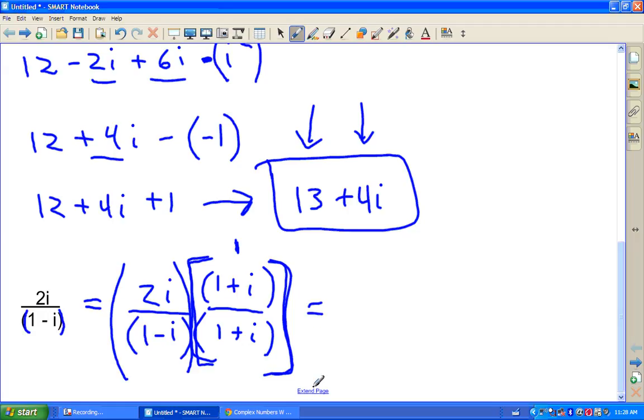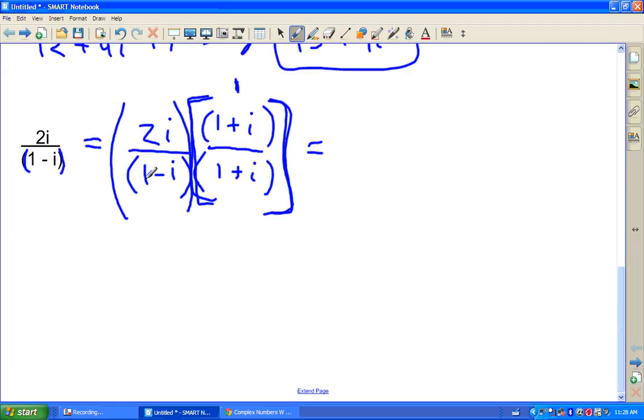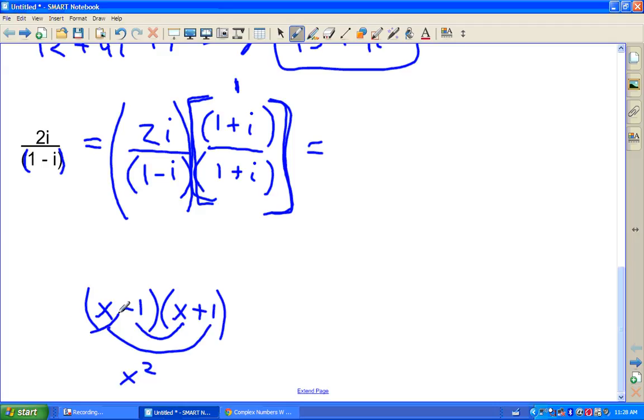Here's why we do it, okay, is that we know that whenever we have, say, x minus 1 times x plus 1, when I have two things here, well, if I FOIL this out, the minus x is going to cancel the plus x. I'm going to be left with the square of the first thing minus the square of the second thing. Okay, so 1 squared is 1. So this is what I'm going to get. The reason we do this here is it's going to cancel the i terms.